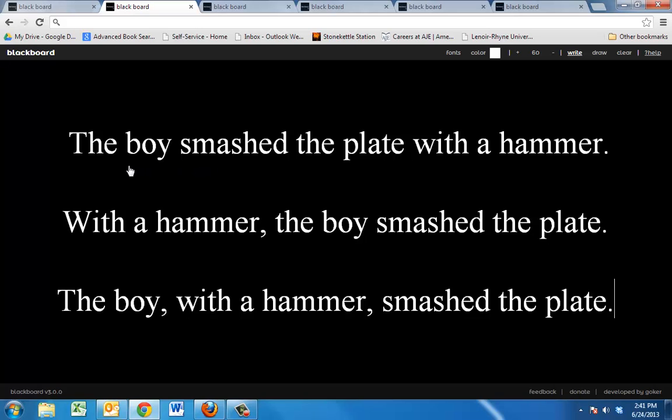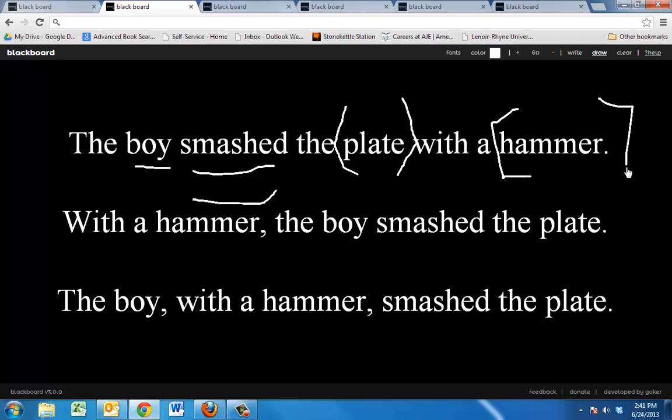Let's look at a couple of very practical examples. The first sentence here, the boy smashed the plate with a hammer. We've got the boy is the subject. The verb is smashed. What did he smash? Well, he smashed the plate. So the plate is the direct object. And what did he do it with? He did it with a hammer. The hammer is the indirect object.